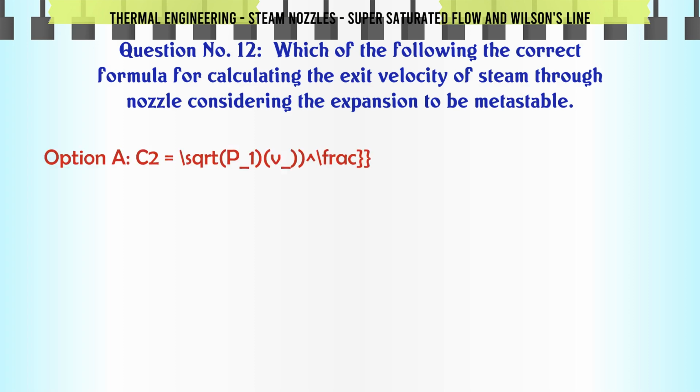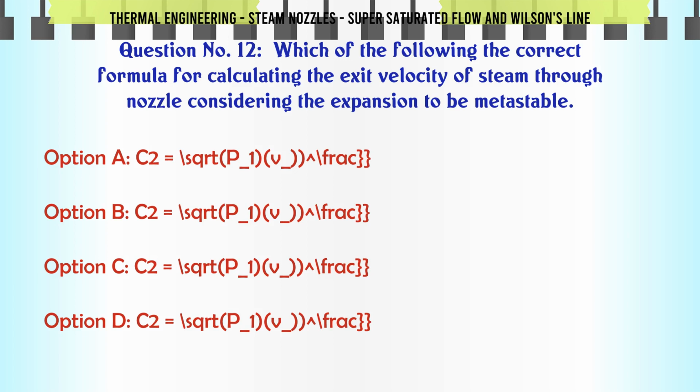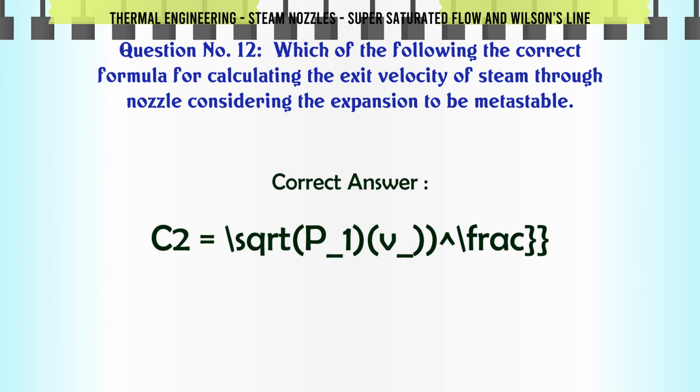87.9 kJ. Which of the following is the correct formula for calculating the exit velocity of steam through a nozzle considering the expansion to be metastable? Options A through D give variants of C2 = sqrt(2 (n/(n-1)) P1 v1 [1 - (P2/P1)^((n-1)/n)]). The correct answer is option C.